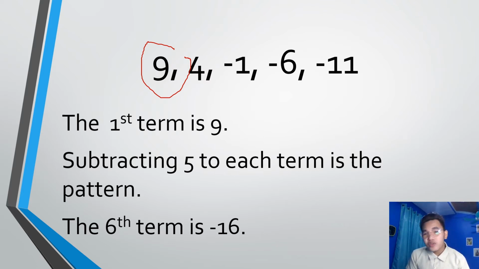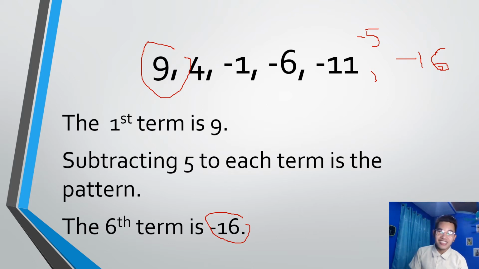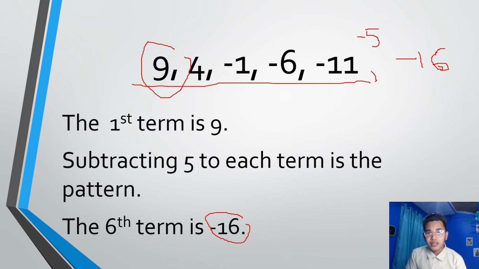Now, what comes next? It becomes negative 16, sir, because negative 11 is decreased by 5. So, that is the reason why negative 16 is the next term. Okay? So, it is easy to identify a sequence. That is actually a sequence.